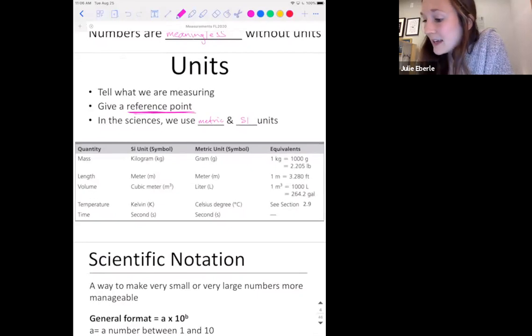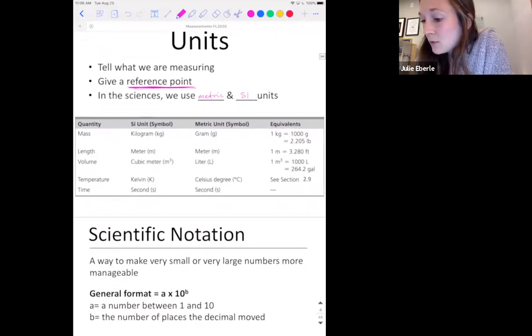All right, if you look at this table, it shows you what quantity we're talking about, okay? And then it shows you in this first column what the SI unit for that would be. Next column, what the metric unit is. And then if those two are different, which oftentimes they are, it shows you how they're related.